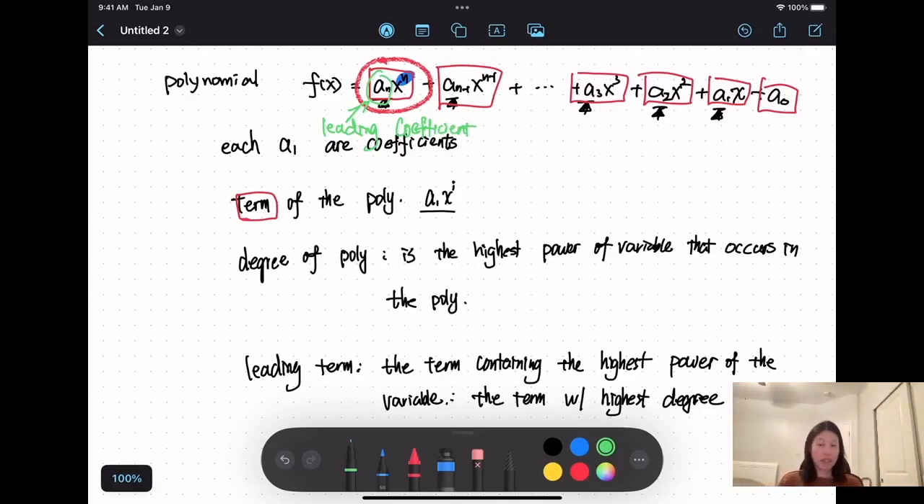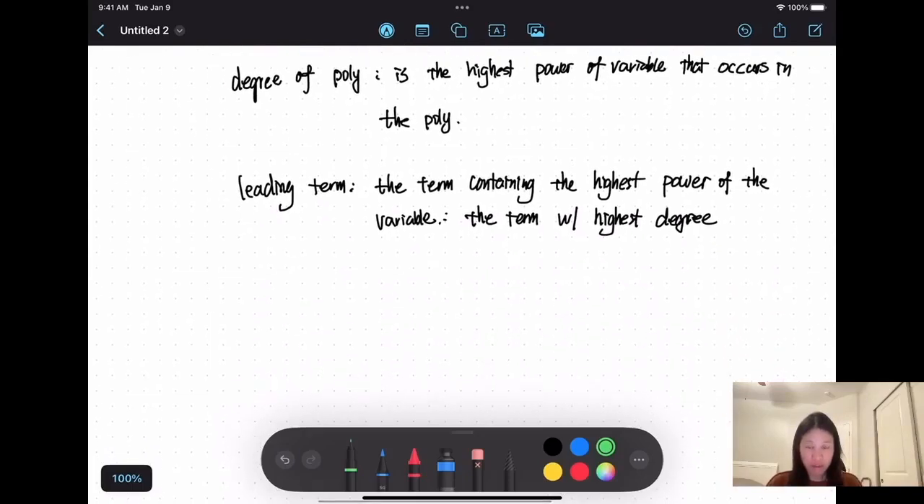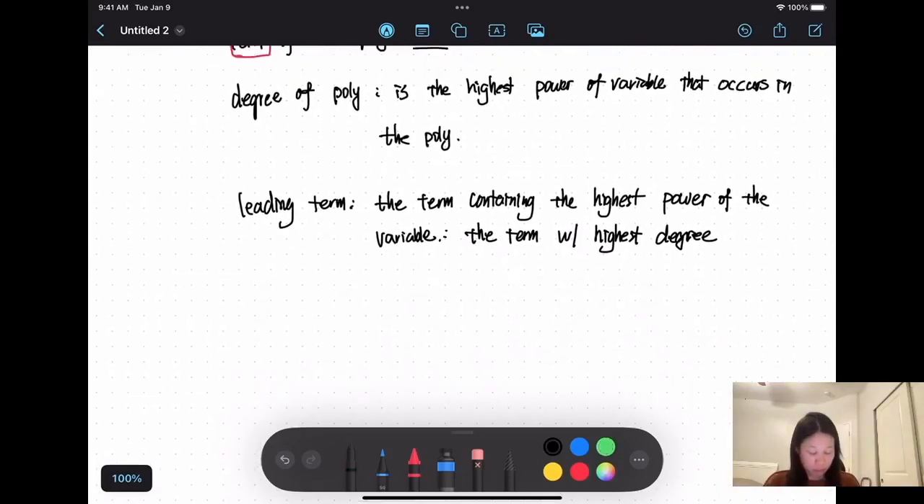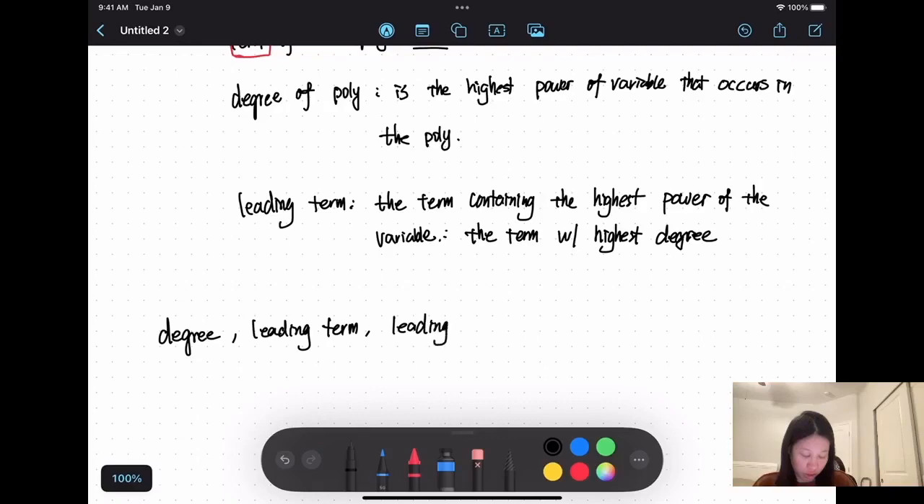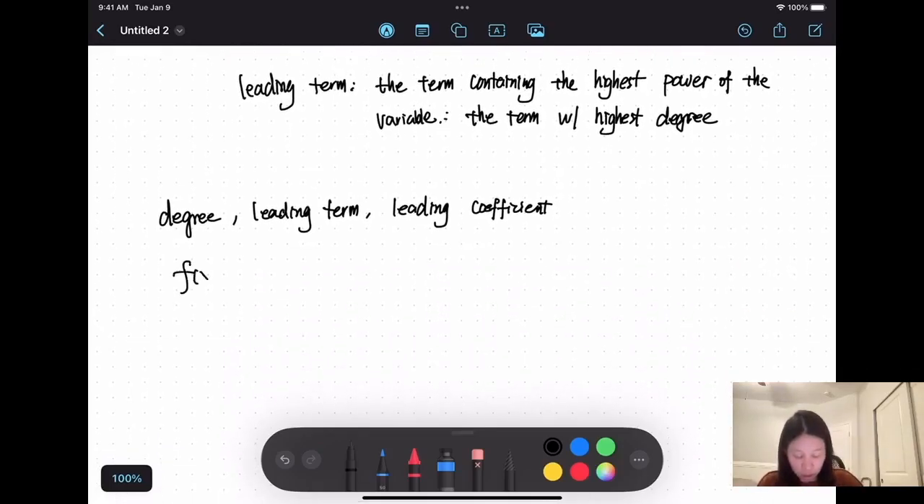Okay, so now let's take a look. I'll give you some examples so that you can identify the degree, the leading term, and the leading coefficient of a polynomial. So I want you to find the degree, leading term, and the leading coefficient of the polynomial. So for example, I have f of x equals 3 plus 2x squared minus x to the cube.